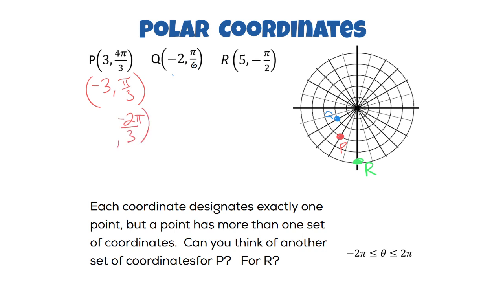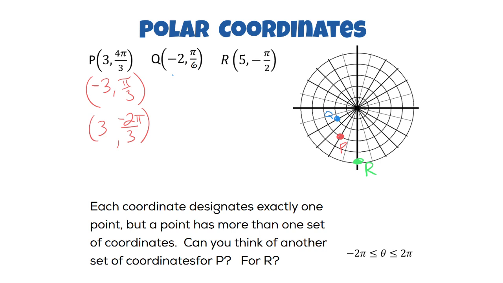Now, when I did that, I truly landed exactly where I wanted to land. So I don't want to goof up my r value. I'm going to keep my r value as a positive 3 because the angle took me to where I wanted to go. I don't need to change the r value.